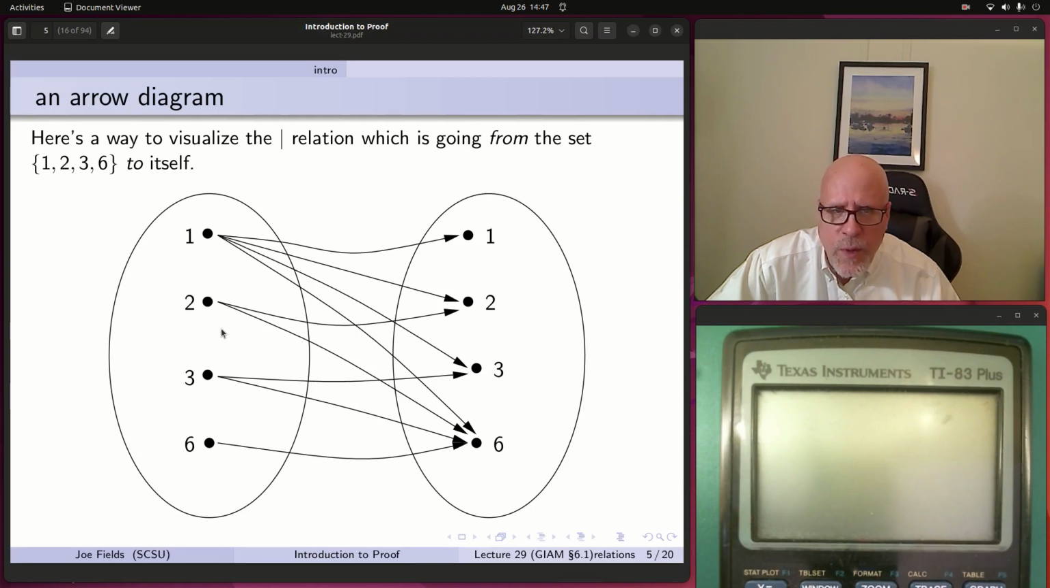If this was a function diagram, there would only be one arrow leaving each input value heading to the output side. It's perfectly fine for there to be multiple arrows, in fact, one going to multiple places. Just fine when you've got a relation, but when it's a function, that wouldn't be the case.